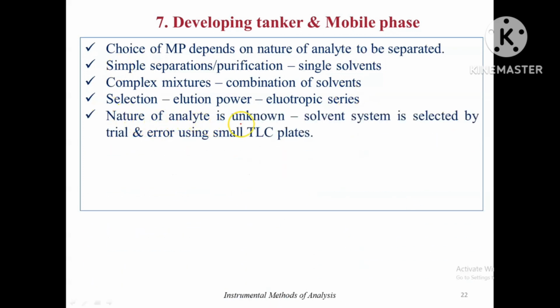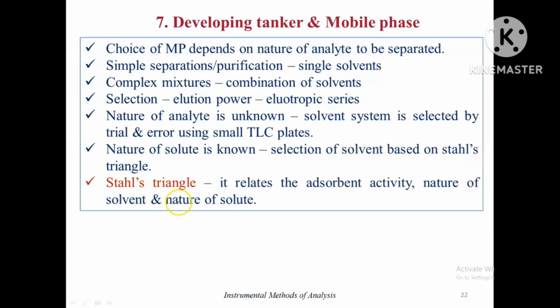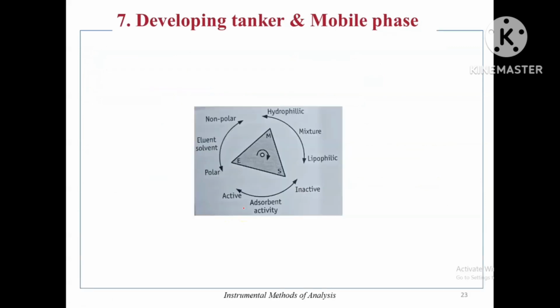In case the nature of the analyte is unknown, then the solvent system is selected based on trial and error method by using small TLC plates. On the other hand, if the nature of the solute is known, then selection of solvent is based on Stahl's triangle. This triangle relates the adsorbent activity, nature of the solvent, and nature of the solute. Let us see what this Stahl's triangle is.